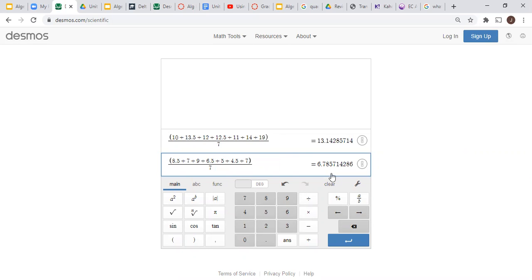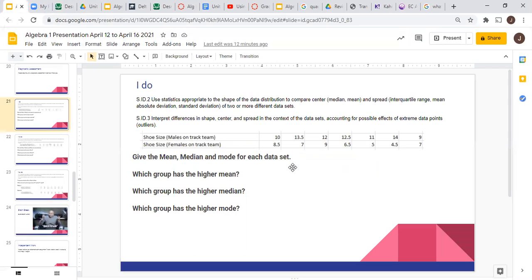Let's write that here. I'm just going to write this out like this. I'm going to make 2 columns here to answer each of these questions, for the females and males. So we're going to do a chart.